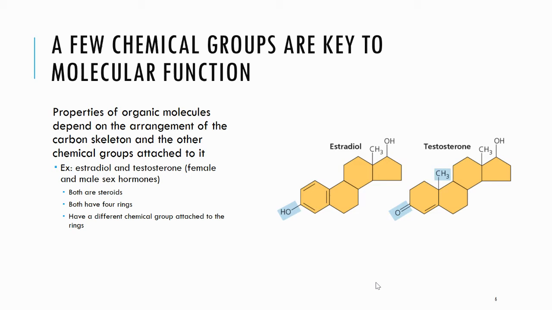The example here is comparing estradiol and testosterone, which are the female and male sex hormones. They look basically identical with just those blue highlighted changes, but that makes all the difference in the world. So they're both steroids, they're both made of 4 rings, but the different chemical groups give it the different function.